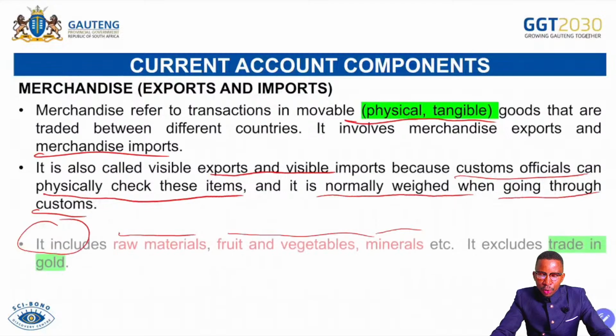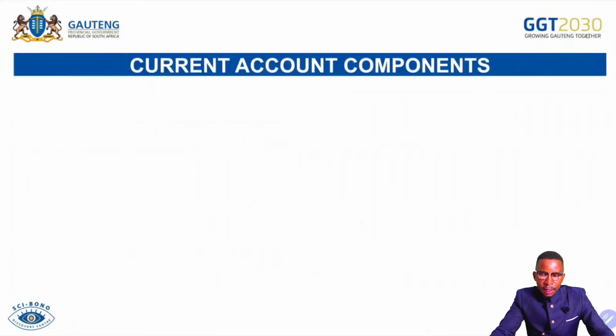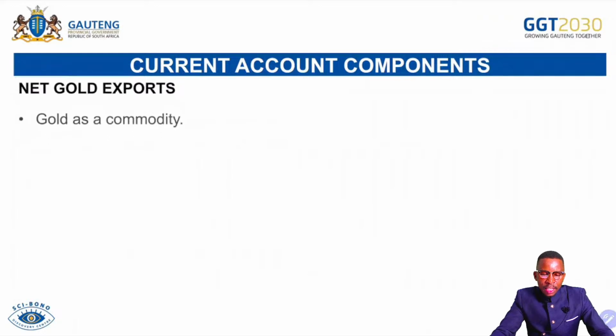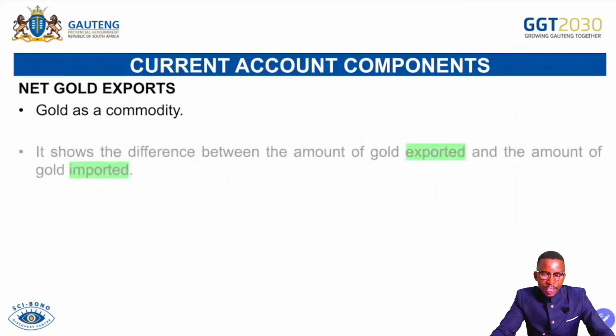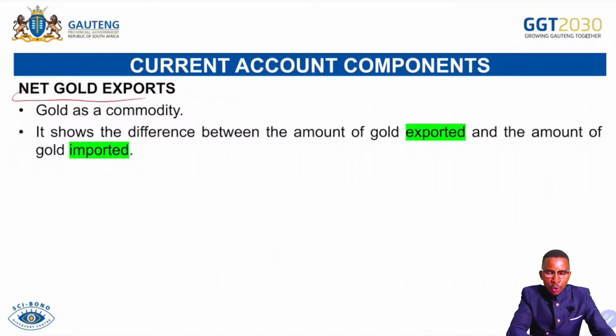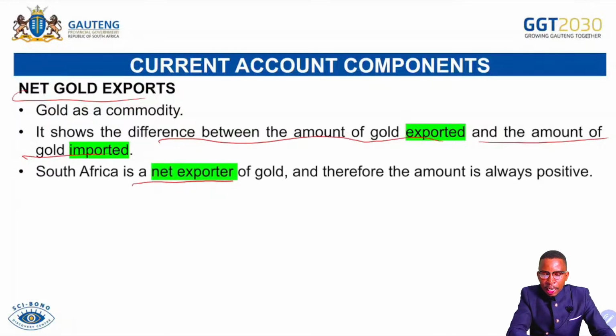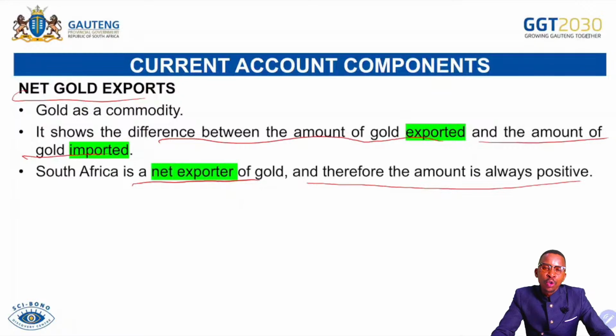Then we continue with other components on the current account. We have net gold export. Here, we talk about gold as a commodity. Net gold refers to the amount of gold exported compared to the amount of gold imported, which gives us the net gold export. So it shows the difference between the amount of gold exported and the amount of gold that has been imported. South Africa is a net exporter of gold, and it's therefore positive. So net gold for us is always positive because we are net exporters.